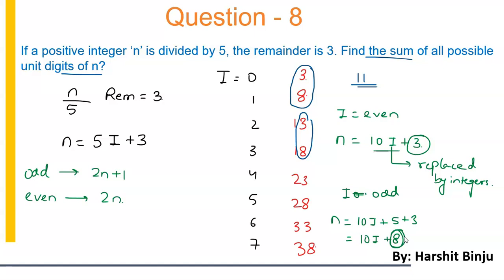So there are only 2 unit digits possible. One is 3, one is 8. If we use our logic, right? So hence the answer is 11. 3 plus 8, that's 11.